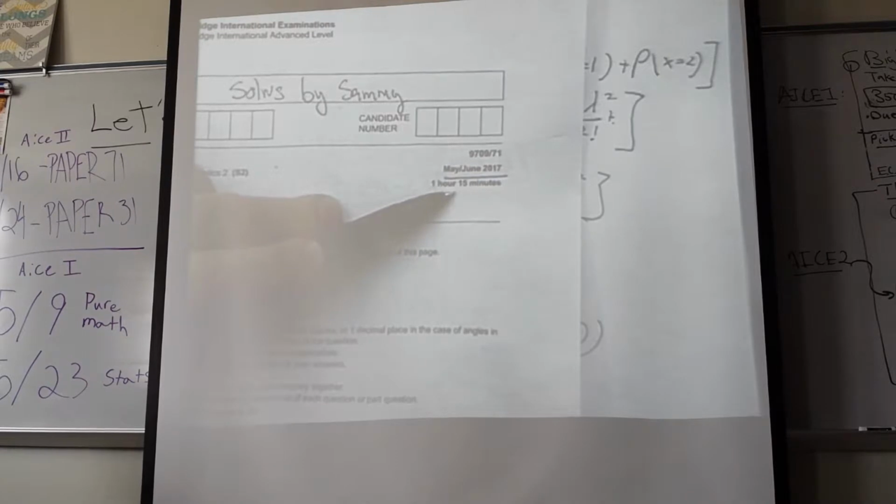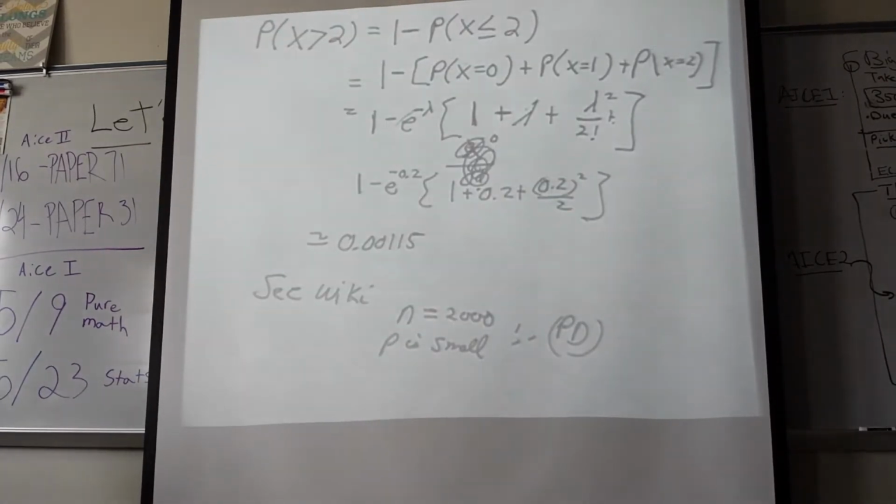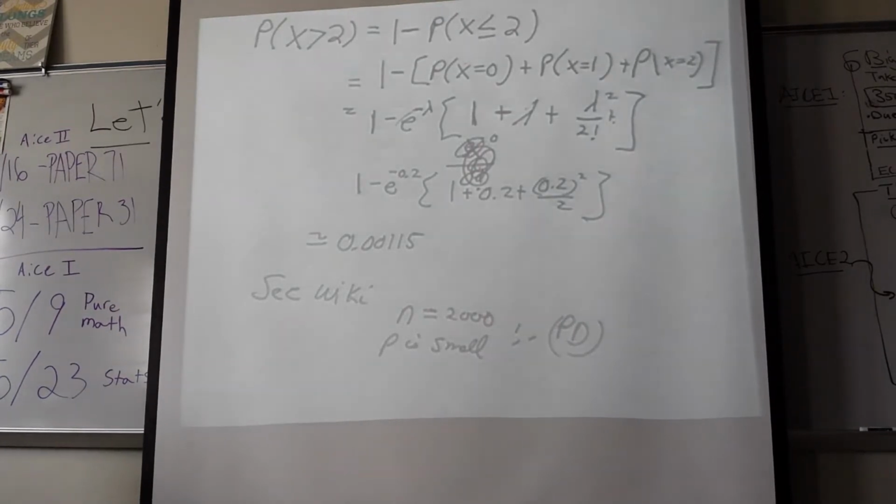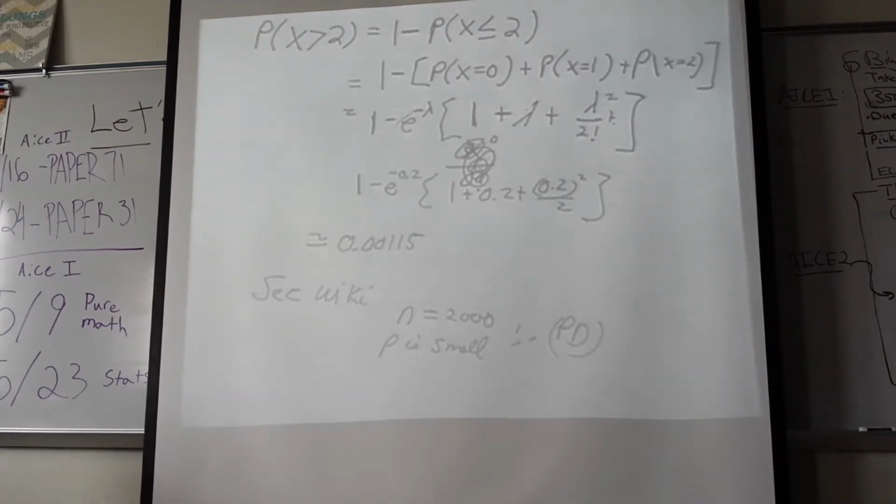But remember, when the proctor says time, that's all you've got. So why did you use Poisson? When you have a big N and a small P, boom, Poisson.